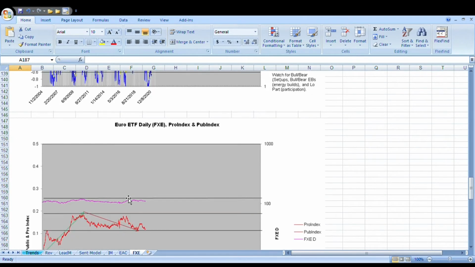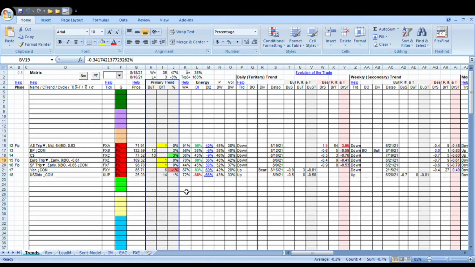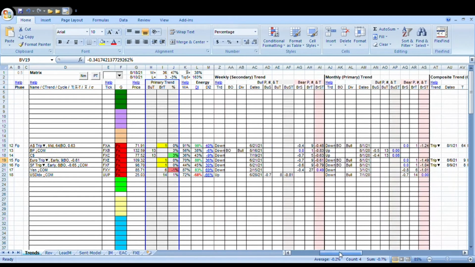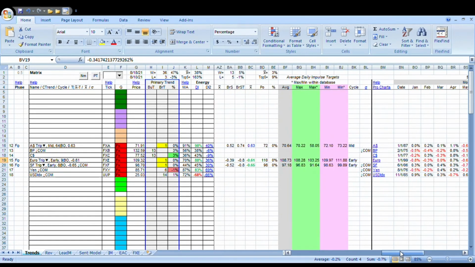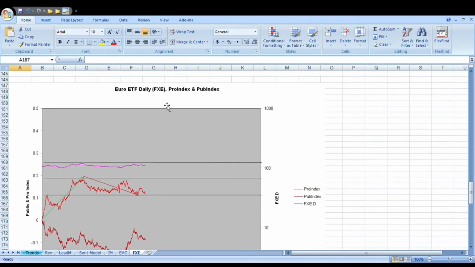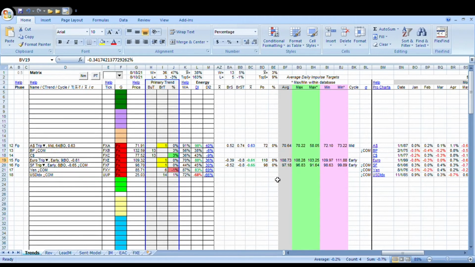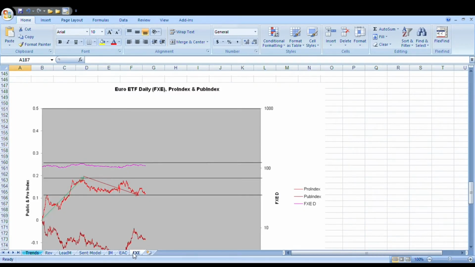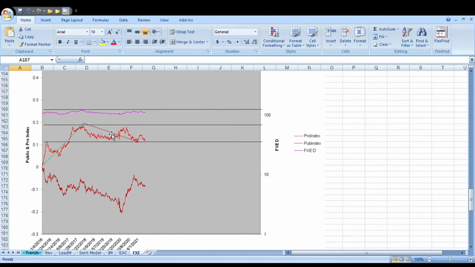Another aspect of the trend is one that studies the participation of the public and professional money. It's located here in the pro charts. We'll take a look at the Euro's pro chart, and I do that by clicking this link right there. You're going to get a chart that's updated on a daily basis like this.